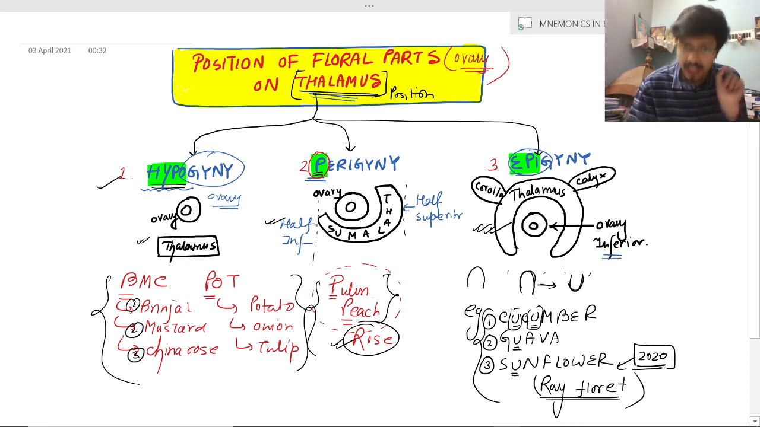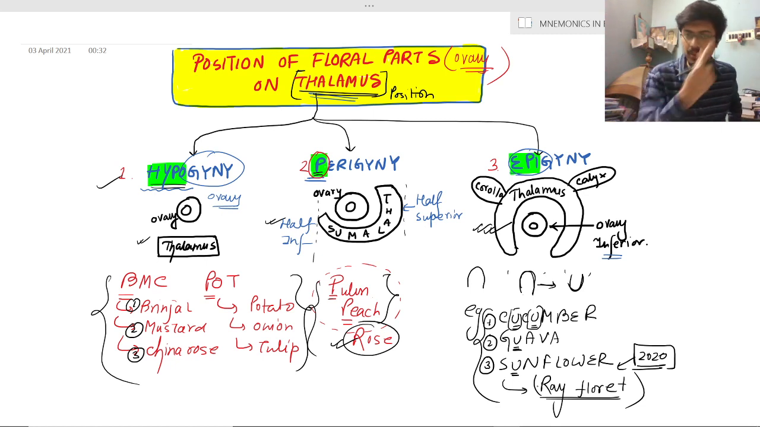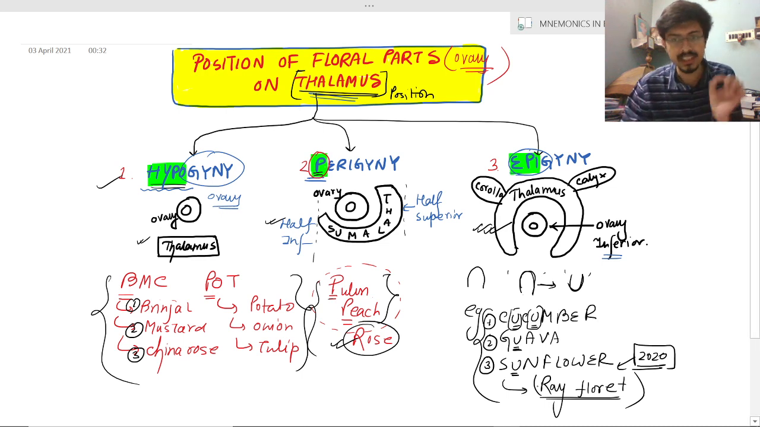The sunflower is also called a ray flower because the sepals and petals are arranged in a ray form, circular and in rays. So it is also known as ray floret. This was a 2020 NEET question.